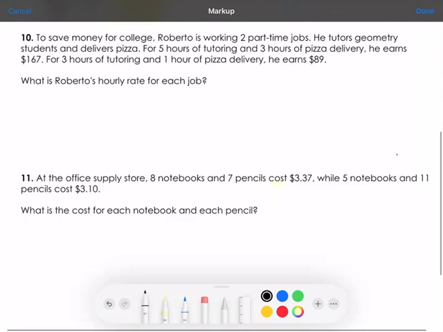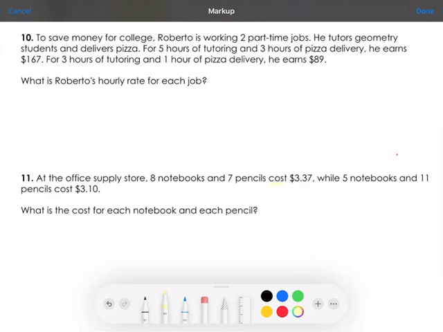So I'm going to look at number 10. Number 10 says, to save money for college, Roberto is working 2 part-time jobs. He tutors geometry students and delivers pizza. For 5 hours of tutoring and 3 hours of pizza delivery, he earns $167. For 3 hours of tutoring and 1 hour of pizza delivery, he earns $89. What is Roberto's hourly rate for each job?